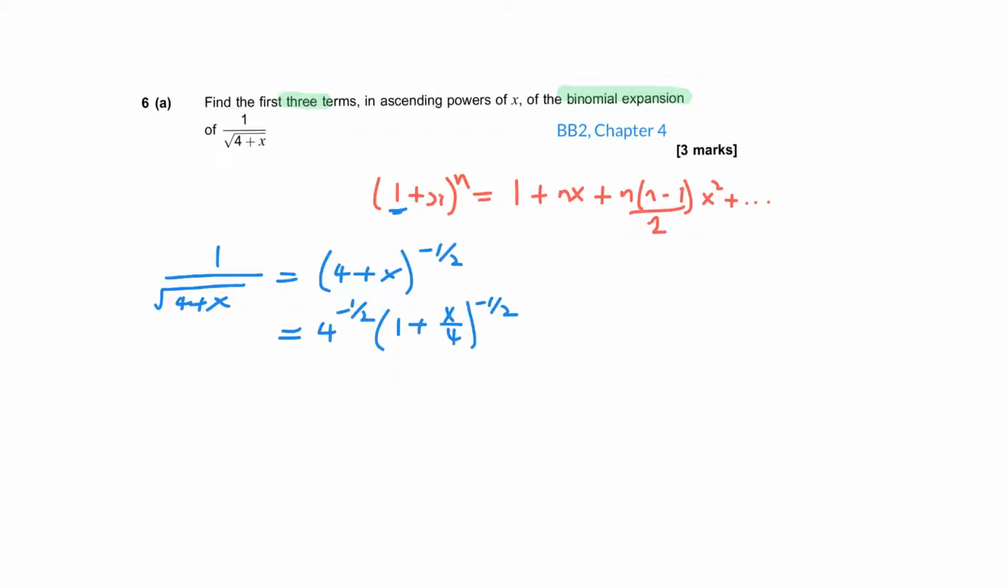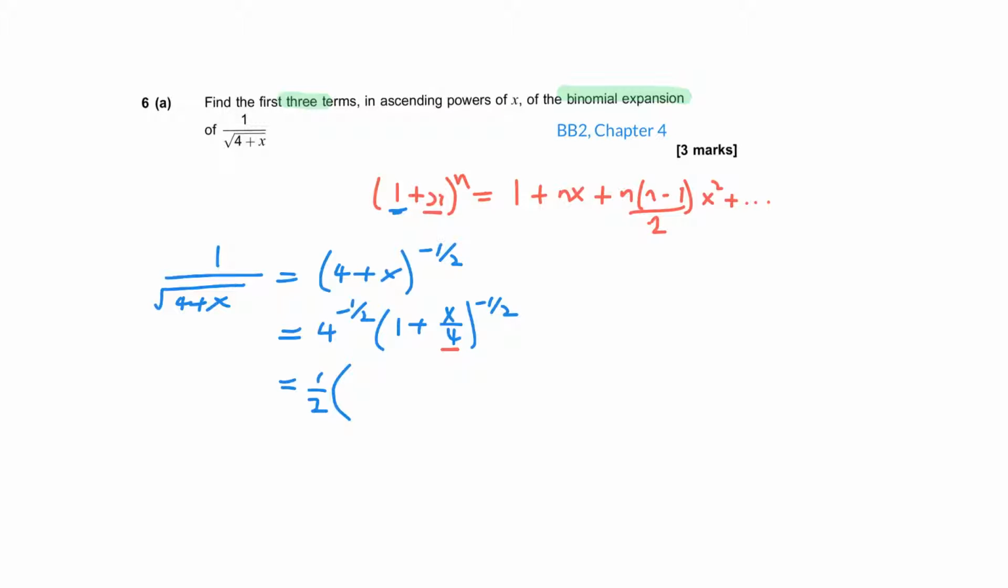And inside the brackets, when we take 4 out, we're left with 1 plus x over 4. So when we're using the binomial expansion, where it refers to x, we'll actually be writing x over 4, and we'll be writing it in brackets again for when it gets squared. We need to be careful with that. Okay, let's go. So 4 to the negative 1/2 is 1 over the square root of 4, so that's 1 over 2. And some big brackets.